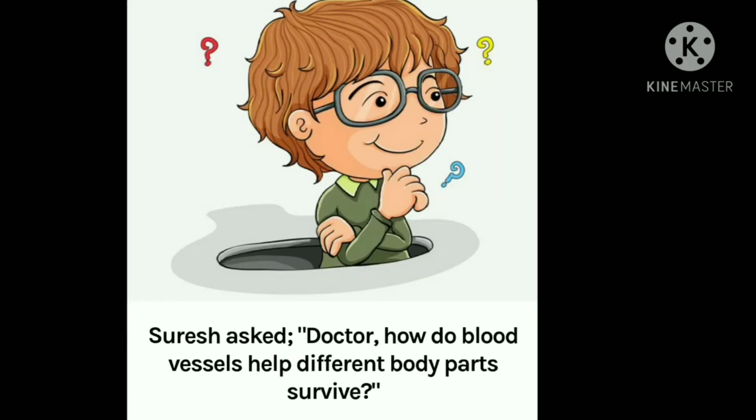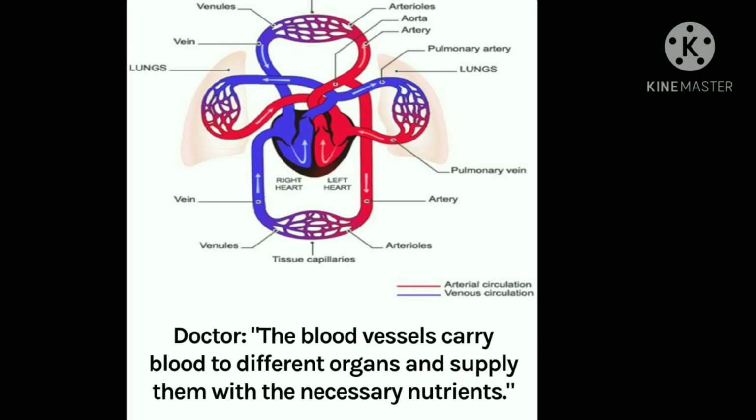Suresh asked, Doctor, how do the blood vessels help different body parts survive? The doctor says, the blood vessels carry the blood to the different organs and supply them with the necessary nutrients, and as you are aware, the oxygen also. So see here the diagram of how the blood is transferred. In the red color there is oxygenated blood, and in the blue color there is deoxygenated blood.